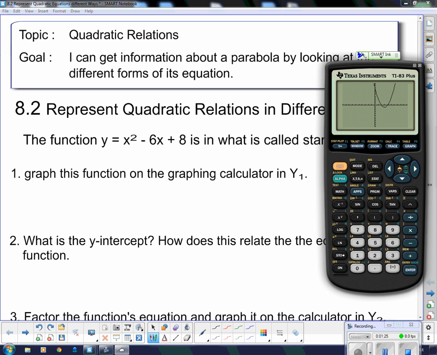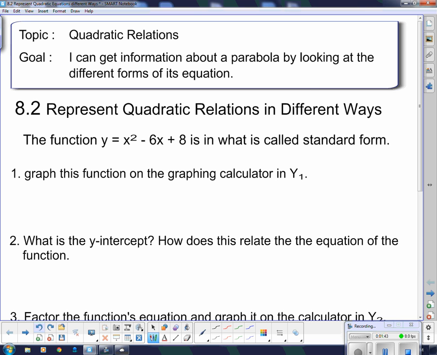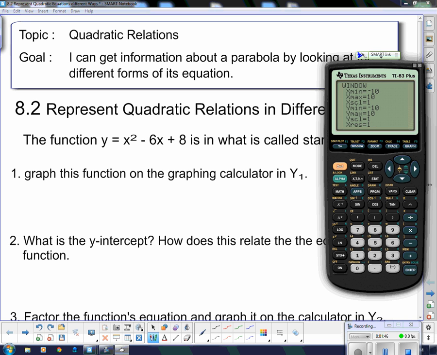And there we have the graph. I'm going to change the window settings a little bit because I don't need this area of the graph and I don't need this area of the graph. So instead of going from negative 10, I'm going to have it go from negative 5 to positive 15, and negative 5 to positive 15. And then we'll maybe get a little bit better look at it. There we go. Okay, so we've graphed this function on the graphing calculator.